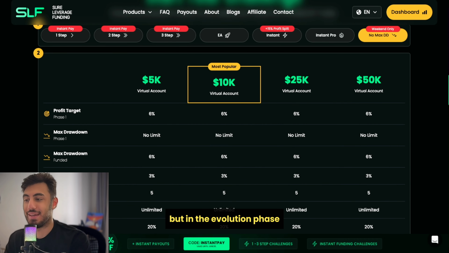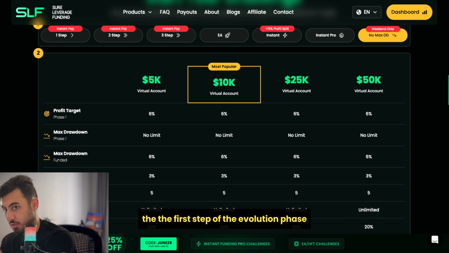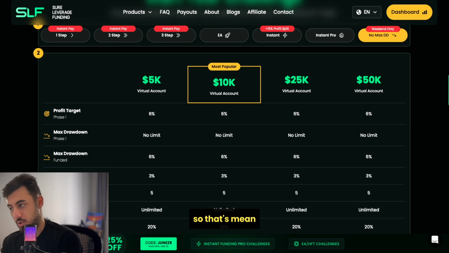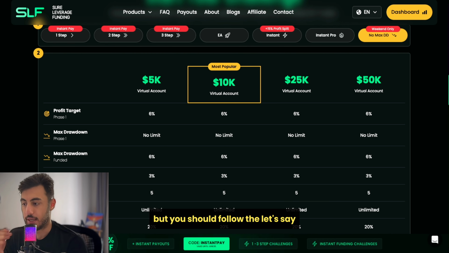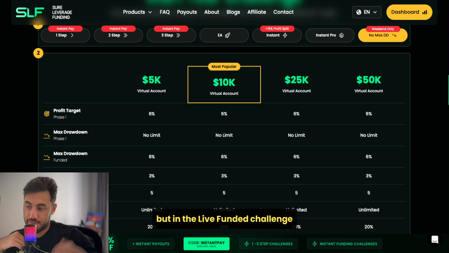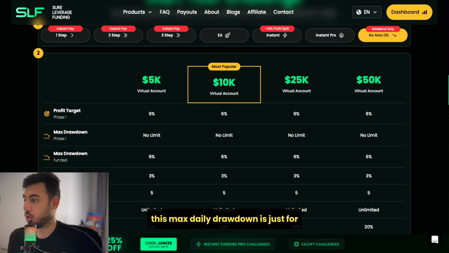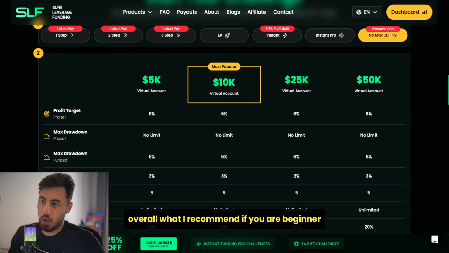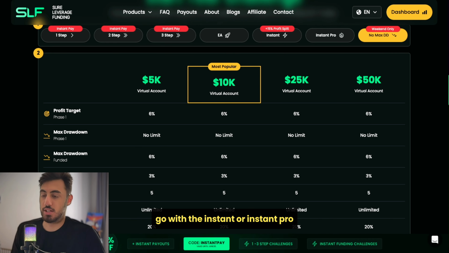But in the first step of the evaluation phase, there is no max drawdown. That means you can draw down as much as you want, but you should follow the daily drawdown, I guess, which we're going to dive into. But in the live funded challenge, for sure, there is a limit. This no max drawdown is just for the first evaluation phase. So overall, what I recommend is, if you are a beginner, go with the 1 step, and if you are a pro, go with the instant or instant pro.